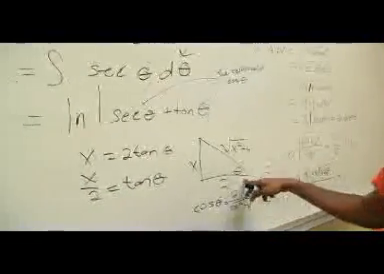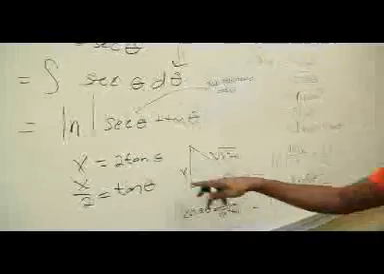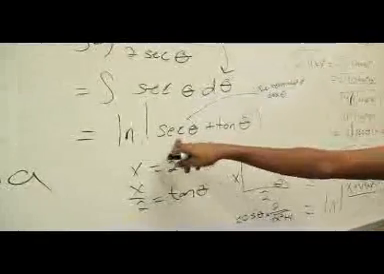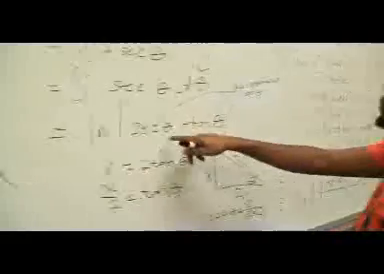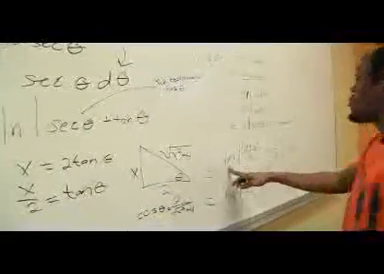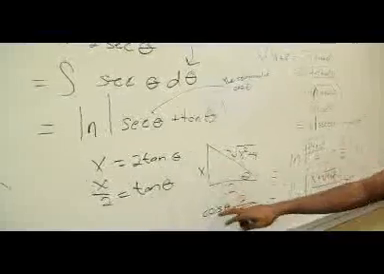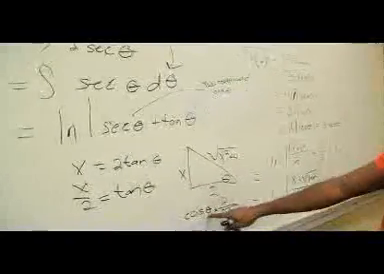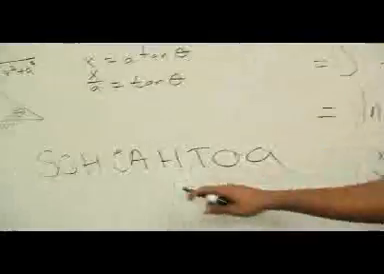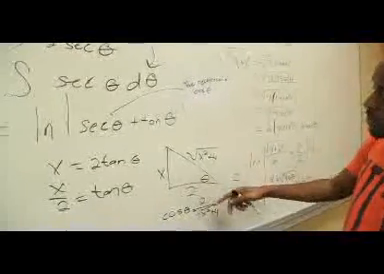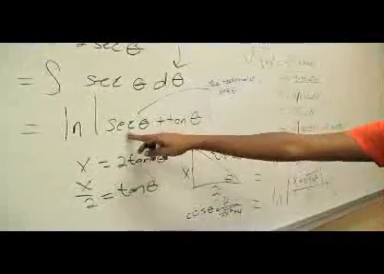Okay, so now we have found our tangent of theta. But in our function, we have the natural log of secant of theta, so we plug in. Secant of theta is the reciprocal of cosine, and cosine of theta is adjacent over hypotenuse, 2 over our hypotenuse right there. Flip it, and that's going to be our reciprocal, secant of theta.